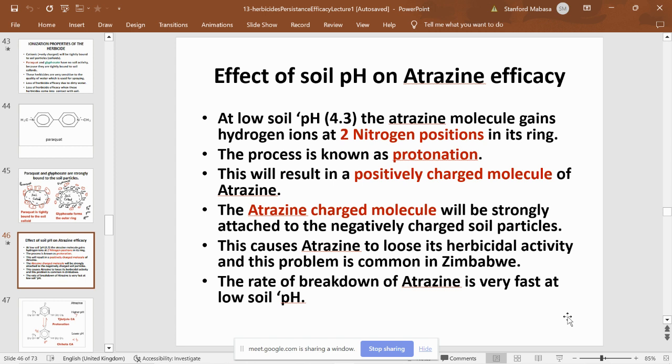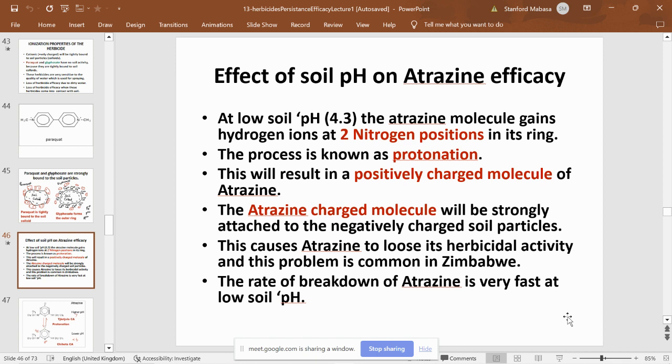So there are two nitrogen positions in the ring of, if I may clarify this, there should be two nitrogen positions on the atrazine ring or molecule. And these positions will attract hydrogen ions, and the process is known as protonation, gaining hydrogen ions. The result is that the molecule of atrazine is going to be positively charged. So the charged atrazine molecule will now be attracted to the negatively charged soil particles, which could be clay minerals. So there's that strong attraction under low soil pH because the atrazine will have become protonated or charged positively.